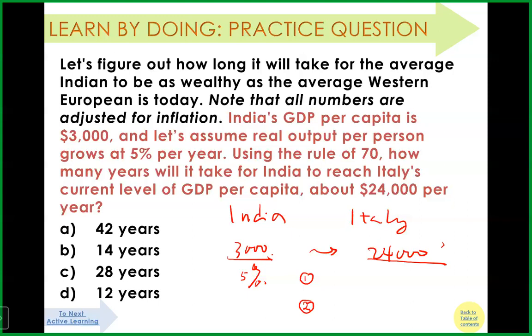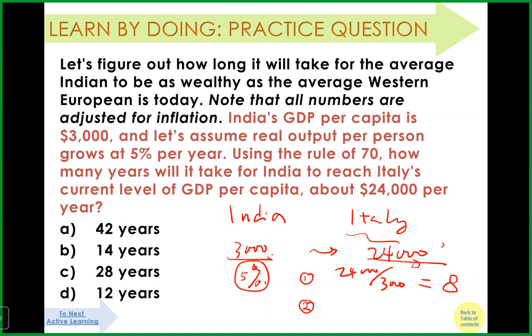Now the question asks, how many years for India to catch up with Italy at the current level? Another piece of information we know is that India grows by 5%. To answer this question, we need to do 2 steps. Step number one, find out the gap between India and Italy. In other words, how much does India need to grow to catch up with the current Italy? That part is simple. You use 24,000 divided by 3,000, that equals 8. Actually, it might be three steps.